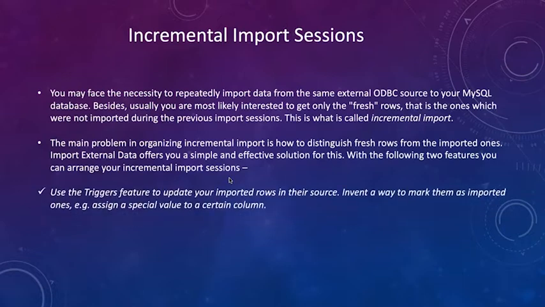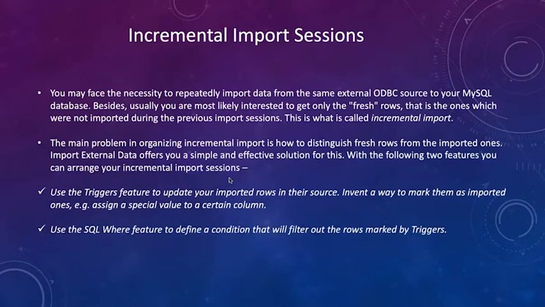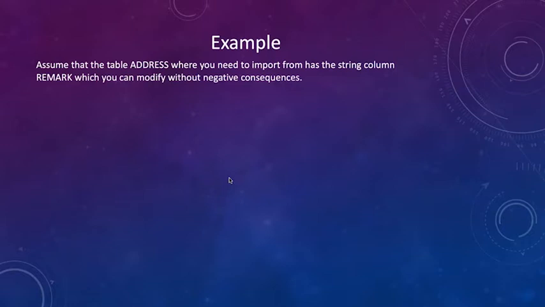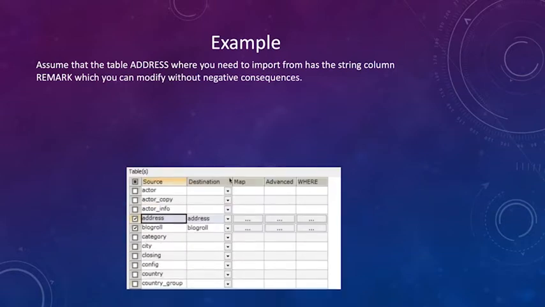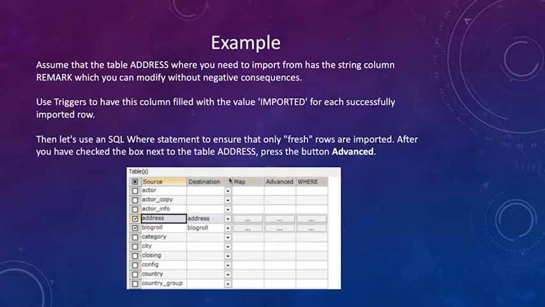You can arrange your incremental import session. You can use triggers to update the imported rows. That way, you'll be able to mark the ones with a special value in a certain column. You can use the SQL WHERE feature to define a condition that will filter out the rows marked by the triggers. This is an example where you can assume the table. If there is an address, you can select this particular string column, Remark, which you can modify without any negative consequences. You can use a trigger to have this column filled with the value imported for each successfully imported row.